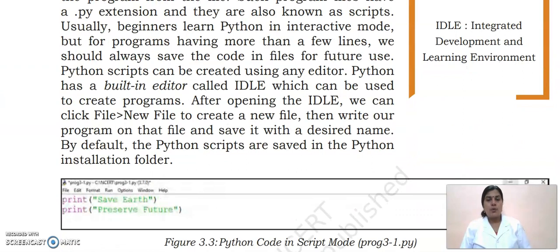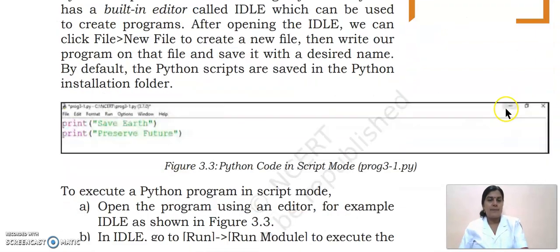Second one is script mode. In script mode, we can store our program in a file. So we can use a notepad to write our program. After writing the program, what will we do? We will give a name to the file followed by the dot operator. Then there is an extension which is known as py. Because of Python, py is used. So after saving this program, we can run the Python program.